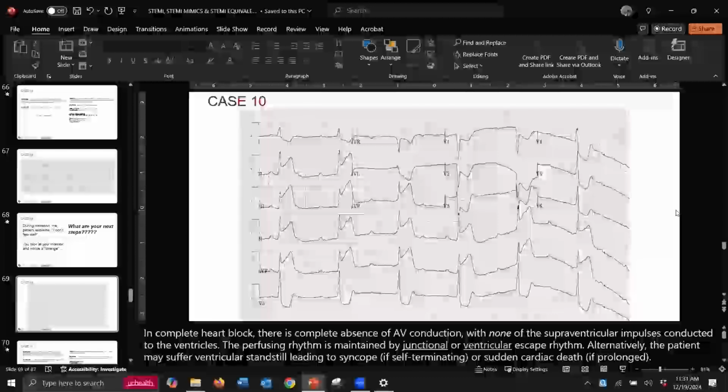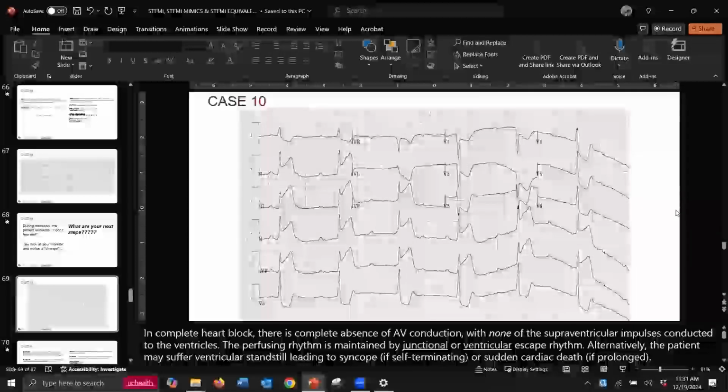Yeah, but look how regular it is. You need the compensatory pause. If you're going to drop a QRS, it's bang, bang, bang, bang, bang. That's true. And I also think there's a hidden P wave in the second QRS of lead 2.